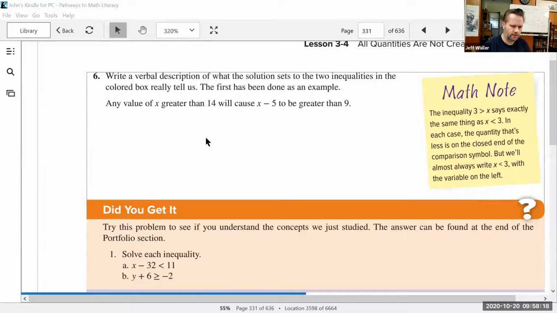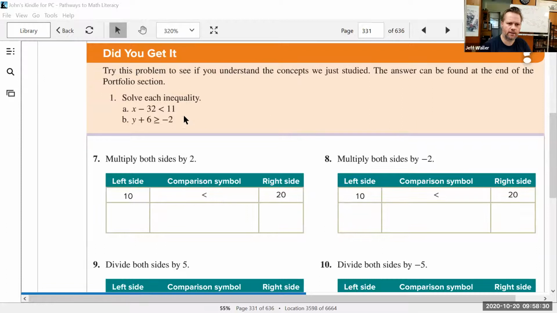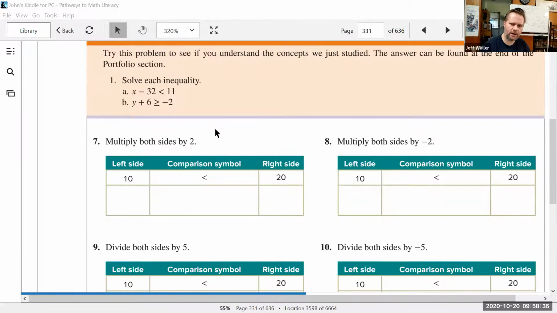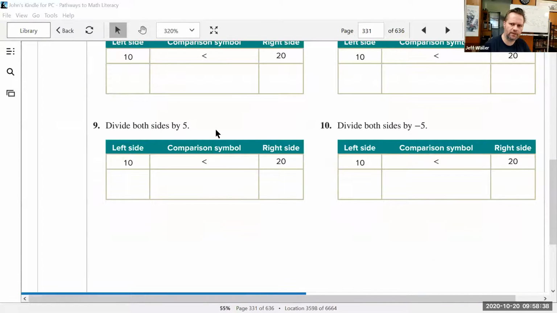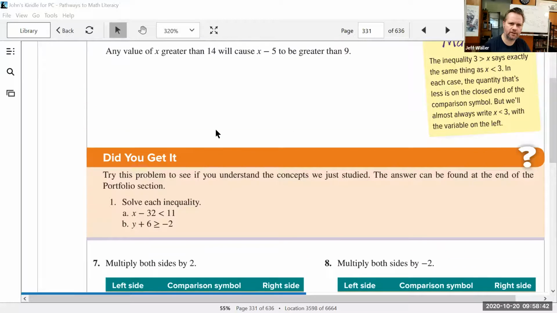Oh, this is interesting. So write a verbal description of what the solution says to the two inequalities in color box. What are we talking about? What colored box? Let's skip that. That's weird. So here, I think you guys pretty much get it. I want to focus on what the. Here we go. Let me do something better than what they got down there. All right.